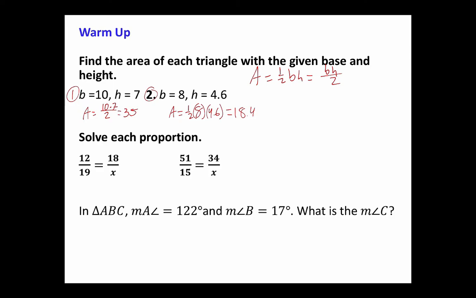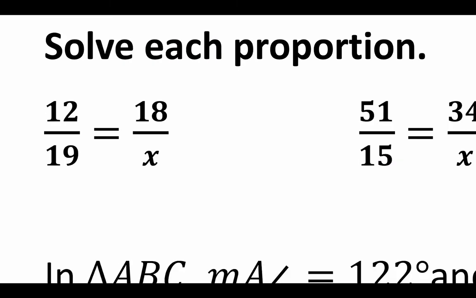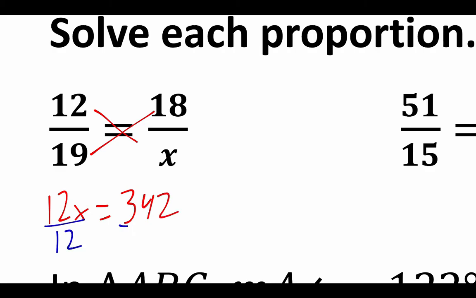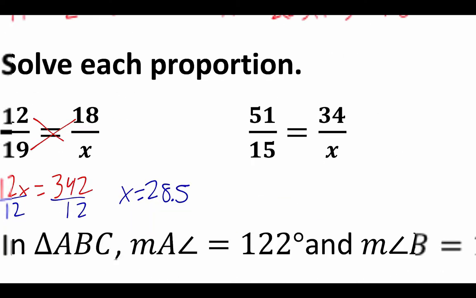Below that, we've got some proportions we're trying to solve for here. A couple different ways you can do this. One way, I'd say the most common way you'll see this done, is cross multiply and divide. So 12 over 19 equals 18 over x. We can cross multiply, so we got 12 times x, and then we have 19 times 18. 19 times 18 is 342. To solve for x, we can divide both sides by 12, and we end up with x equals 28.5.